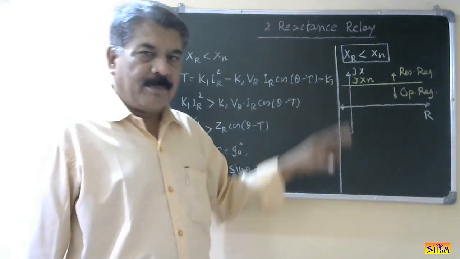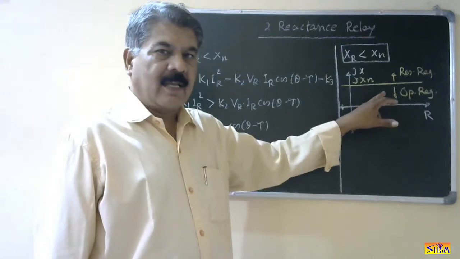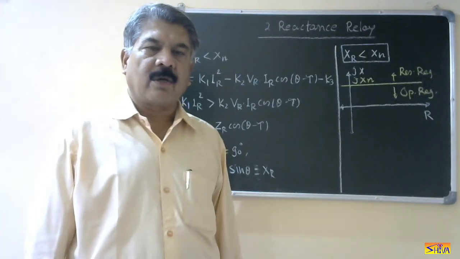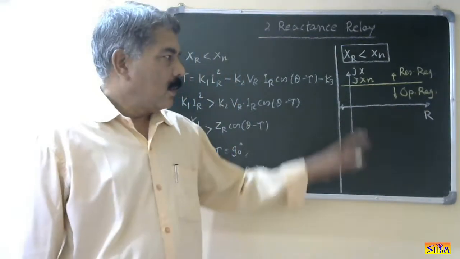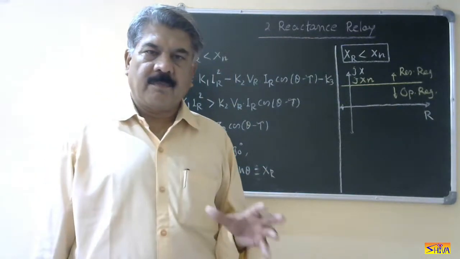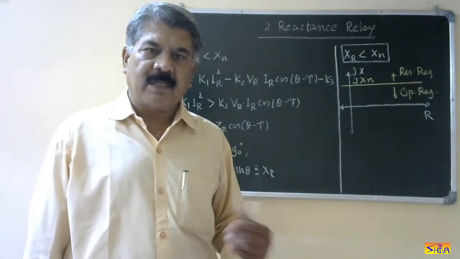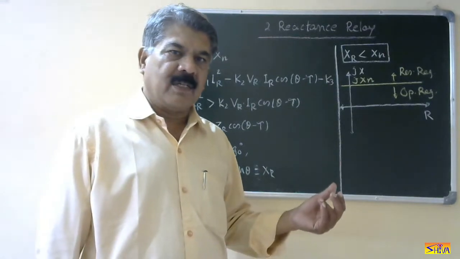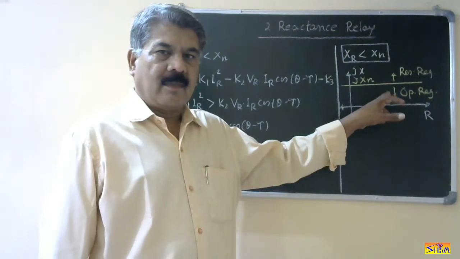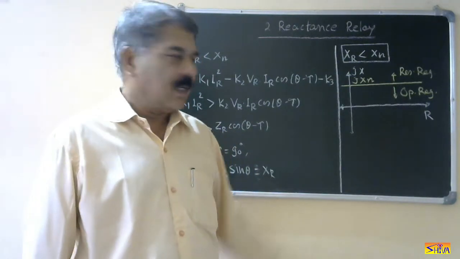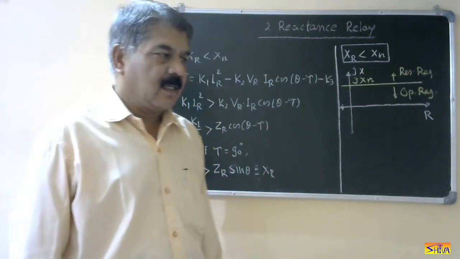So all the impedance vectors whose tip lies below this line come under the positive torque region or operating region of the reactance relay. I will repeat: all the impedance vectors, because when we say line, it is impedance, that is resistance plus reactance. So all the impedance vectors whose tip is below this line come in the operating region of the relay. So below this line, it is the operating region. Above this line, it is the restraining region.